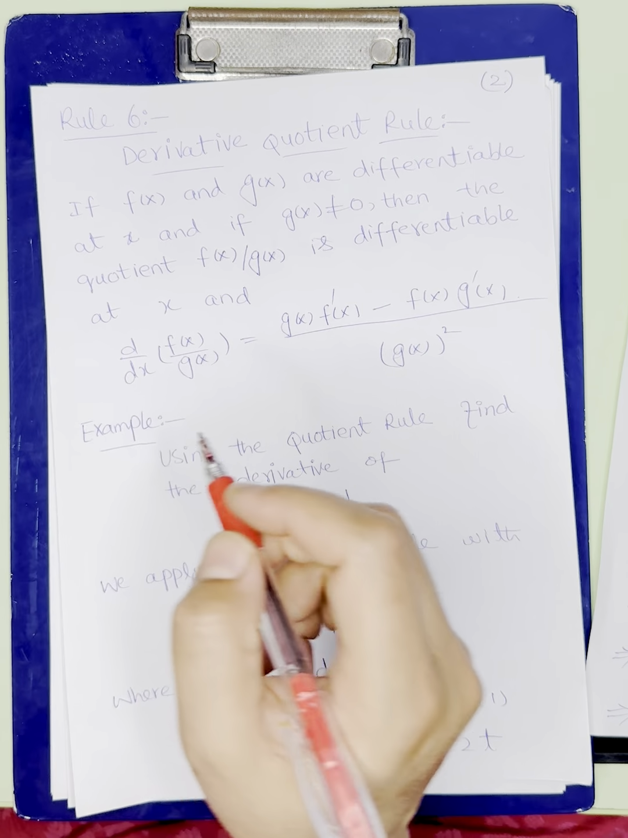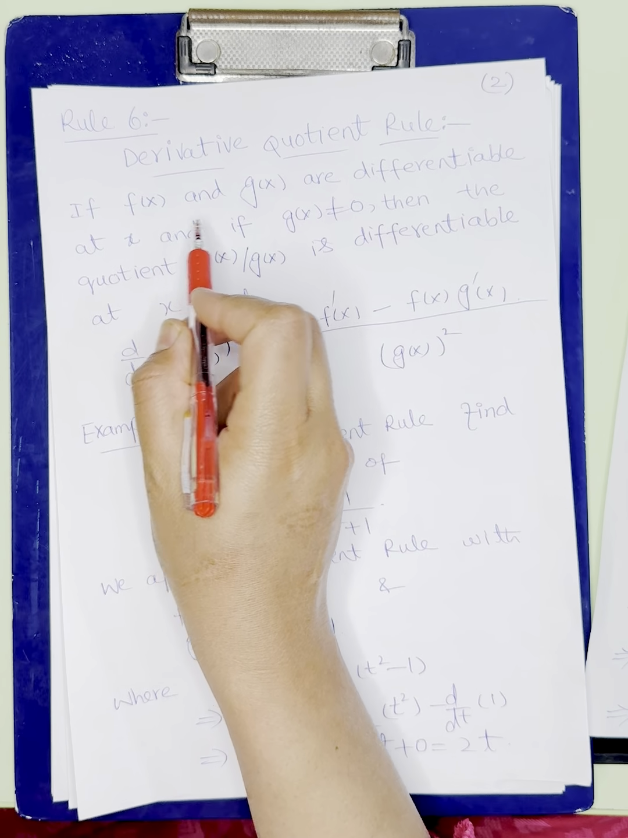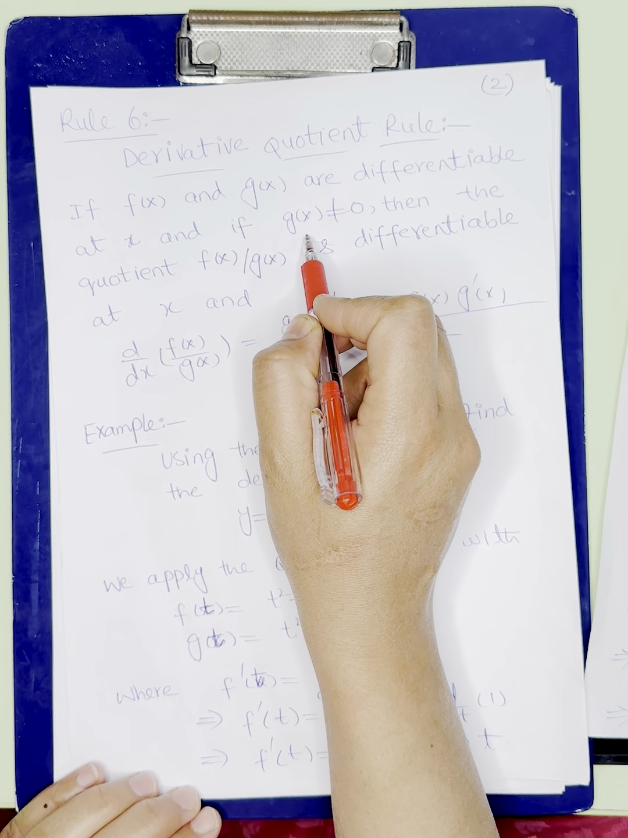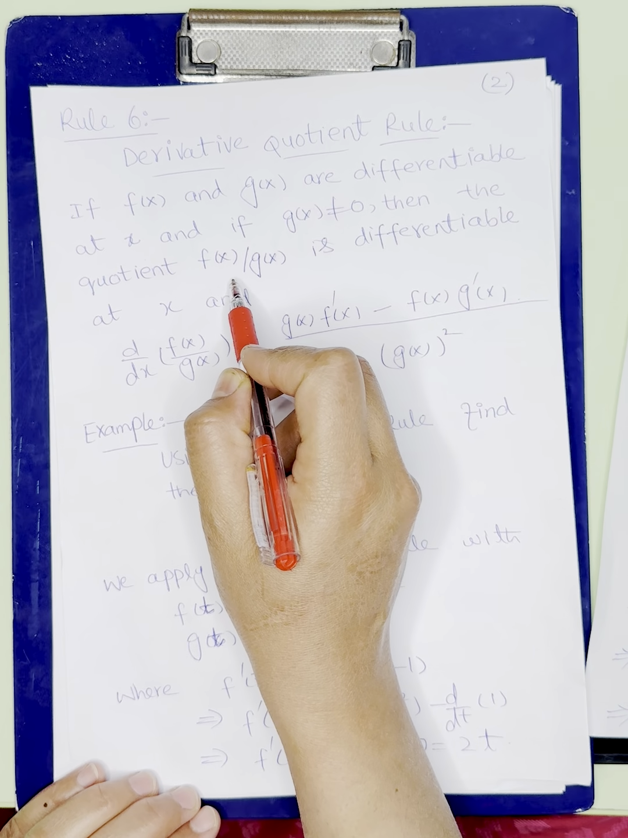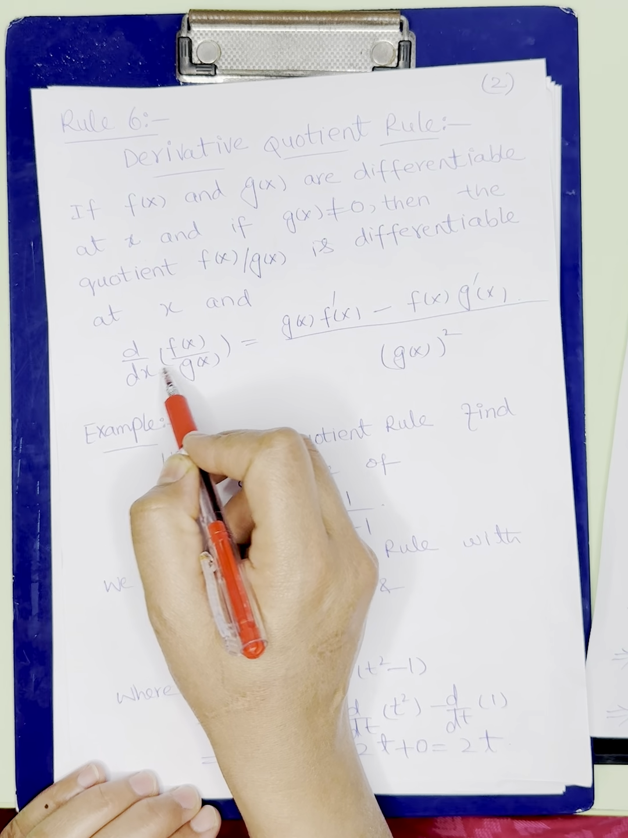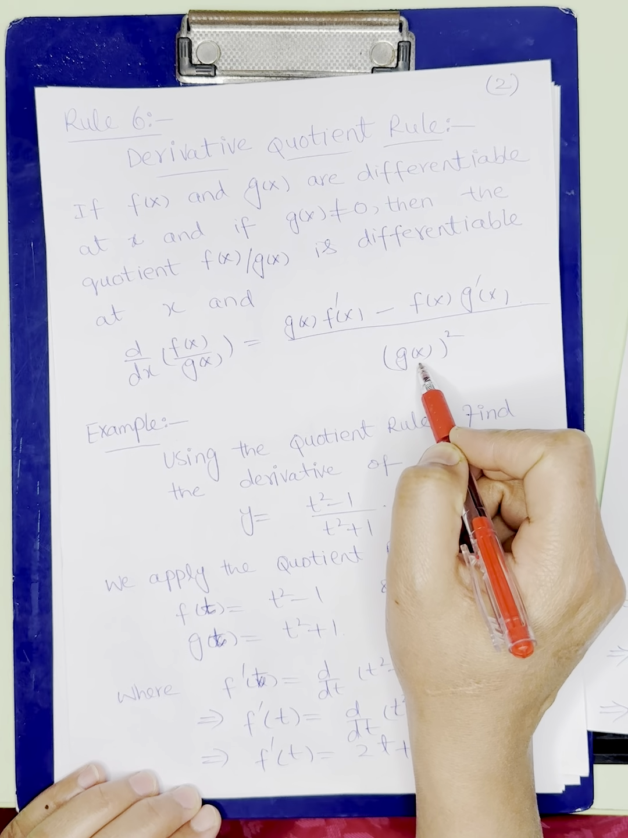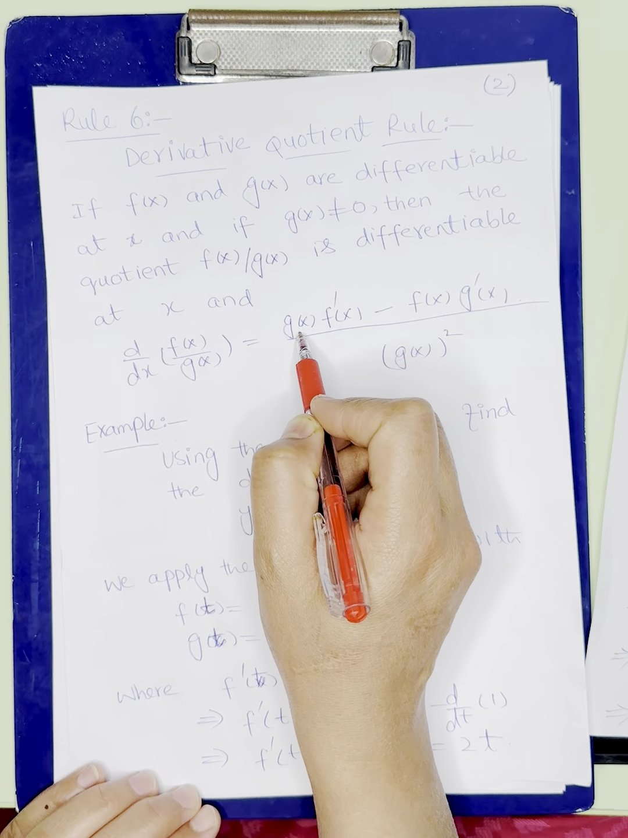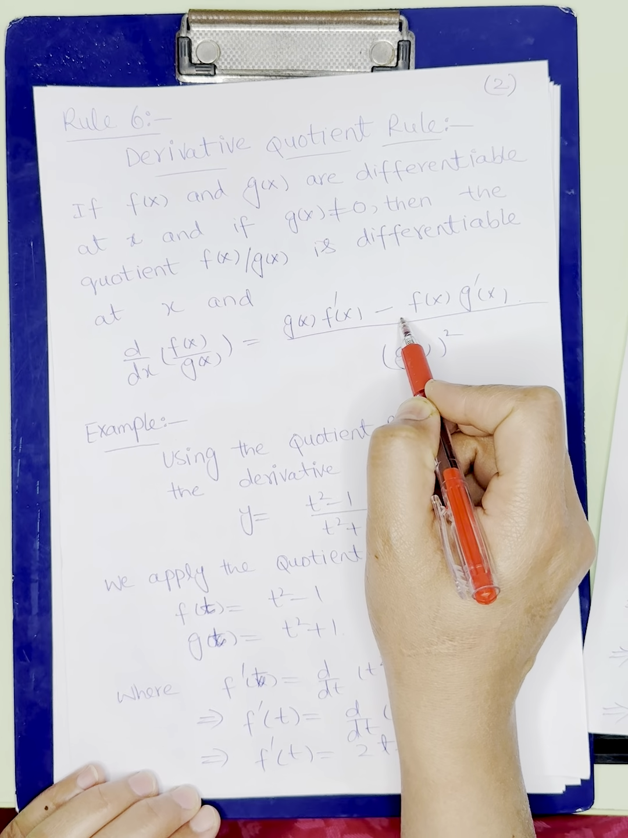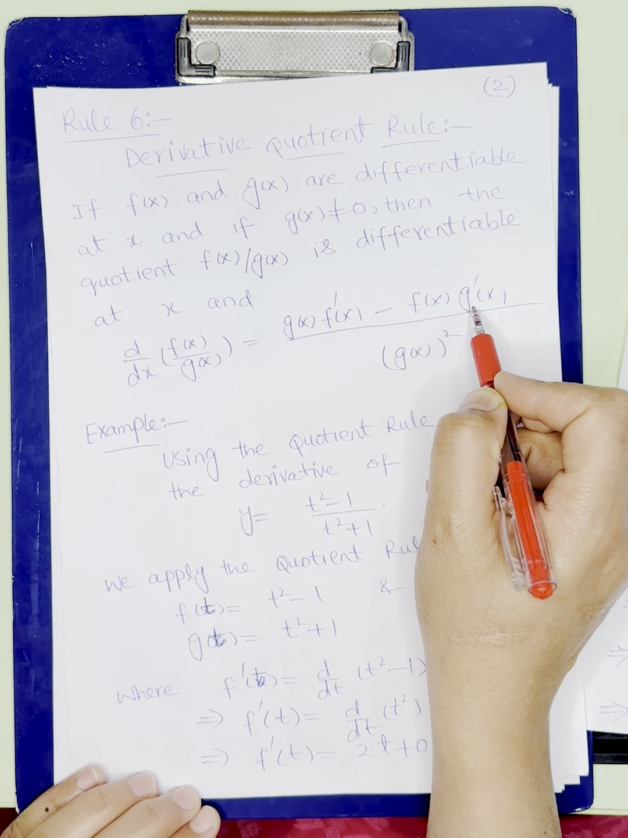Here is the sixth rule of differentiation, which is the quotient rule. If f of x and g of x are differentiable at x, and if g of x is not equal to 0, then the quotient rule is defined over here. Derivative of f of x over g of x is equal to the square of g of x in the denominator. Here we are keeping g of x as it is and taking the derivative of f of x, minus f of x as it is and taking the derivative of g of x.